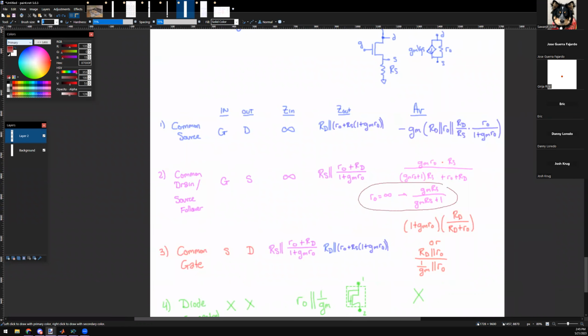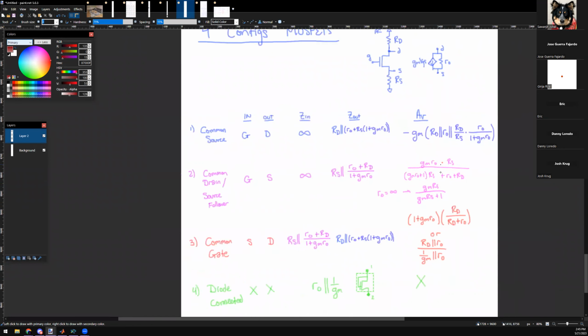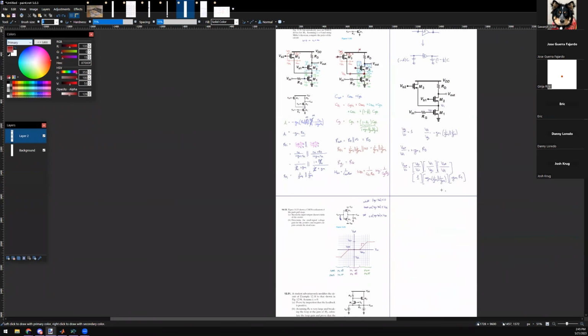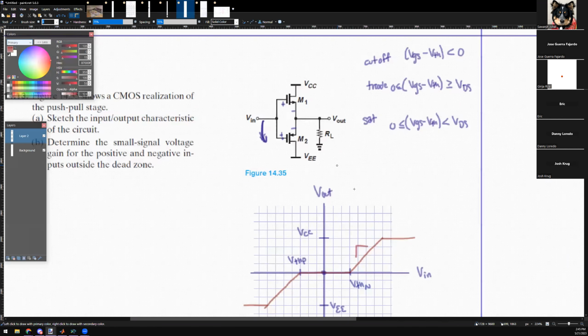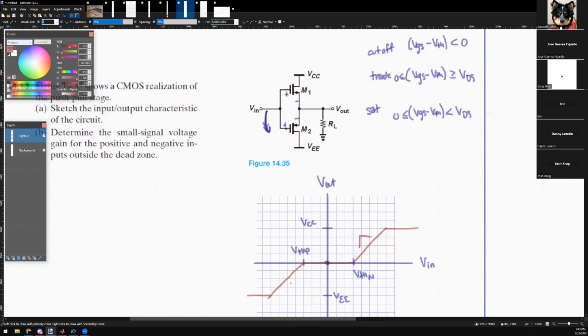If R naught goes to infinity, which is ideal, yes, Josh, you were correct. The gain approaches approximately 1. That's why it's called a source follower: it has no voltage gain. So what's the slope for these two red lines approximately? Actually, they're both +1, because they're both positive. Both slopes are +1. That's correct for both of these scenarios.